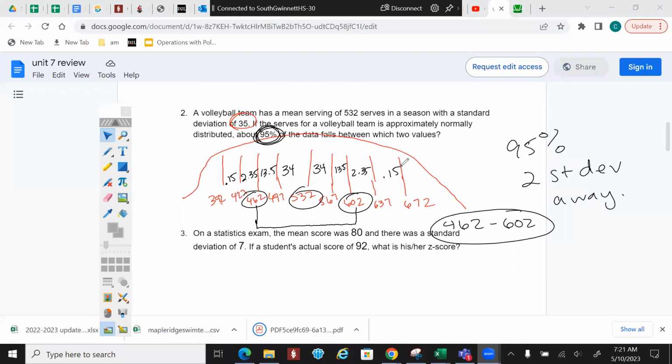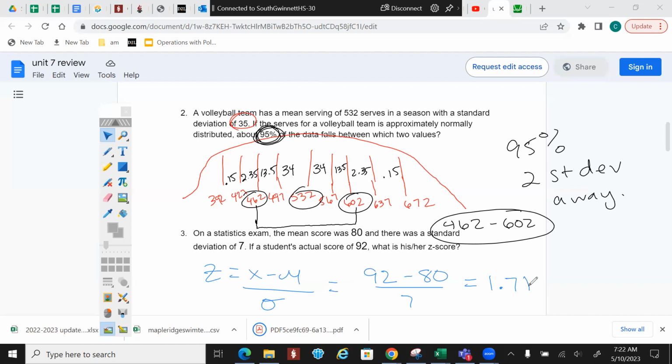On the next one, we got a mean score of 80 and a standard deviation of 7. If a student's actual score was a 92, what's their Z-score? Remember, this is just using the formula. Z-score equals X minus mu divided by sigma. So this is going to be 92 minus 80 divided by 7. So we're going to do 92 minus 80, and then divide it by 7, and that's going to give us 1.71.